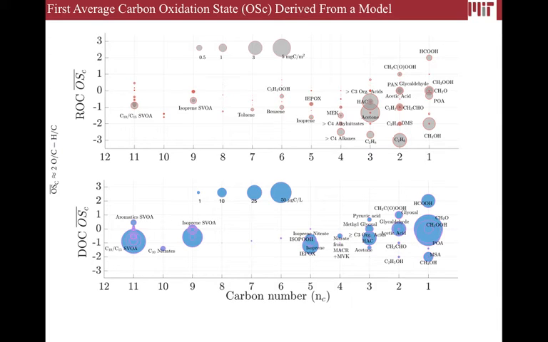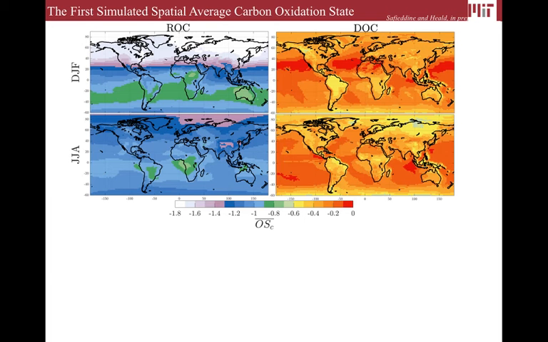If you notice, and this is the zero line, we can notice that all the reactive organic species are mostly below the zero line, whereas in dissolved form they're slightly higher, and that's because we have an increase of solubility upon oxidation. So this is a nice thing that we can see, that this average carbon oxidation state is higher in dissolved form.